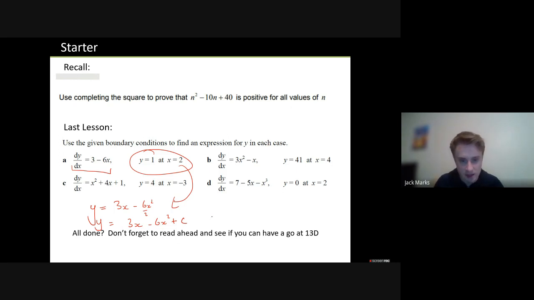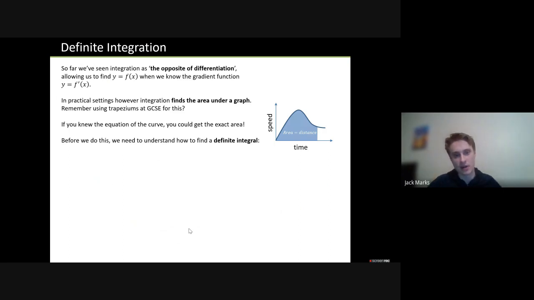So if we did that, we could say 1 equals 3 lots of 2, minus 6 lots of 2 squared, plus c. Find your value of c, and then write it with the value in. That's what we talked about last time. In this lesson, then, we're going to introduce another application.